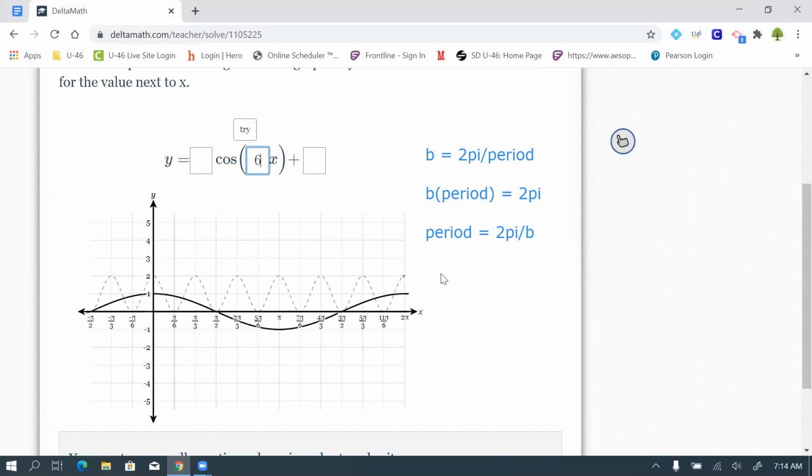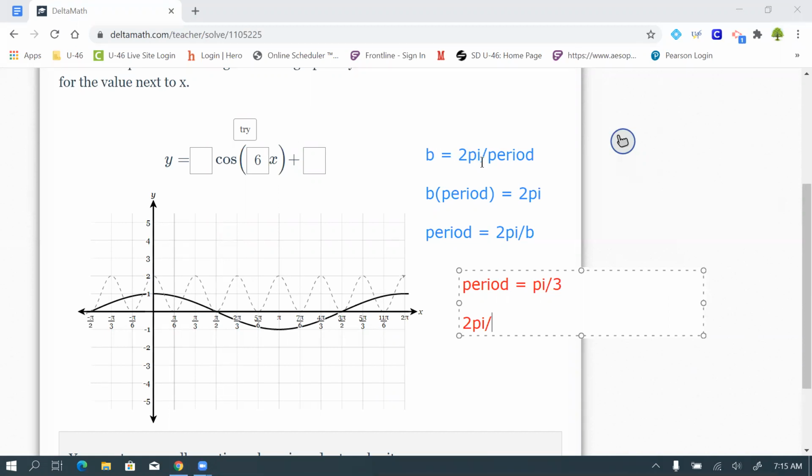So b is 6. Now, it's worth pausing here for sure. The period of the dashed one is only pi over 3. That's the period, pi over 3. If all you knew was the period, you could find b by this top equation. If you only know the period, you could find the b value by using this top equation.